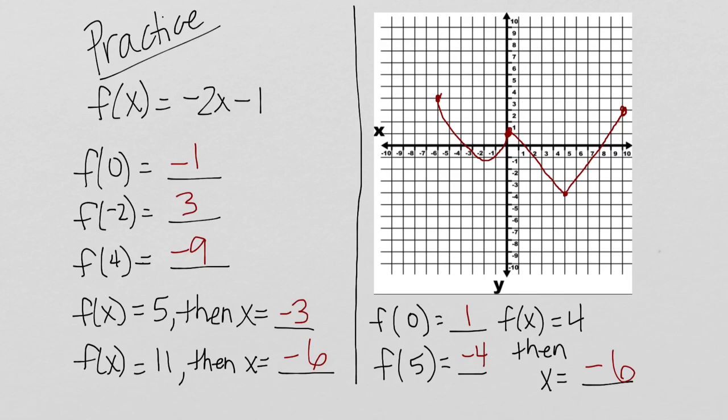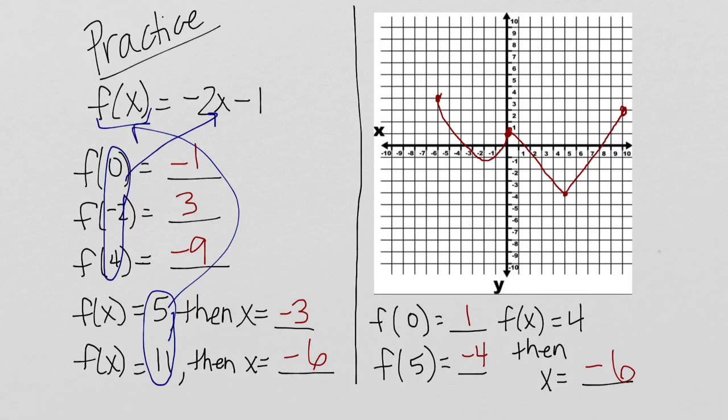Alright, there's your answers. So on the left-hand side, all I did was plug in 0, -2, and 4 for my x, because these are all input values. So all of these got plugged in here for x. Down here, these are y values, so they got plugged in for f of x for this whole side and worked backwards. Alright, and then we just went over how to do the graph thing.